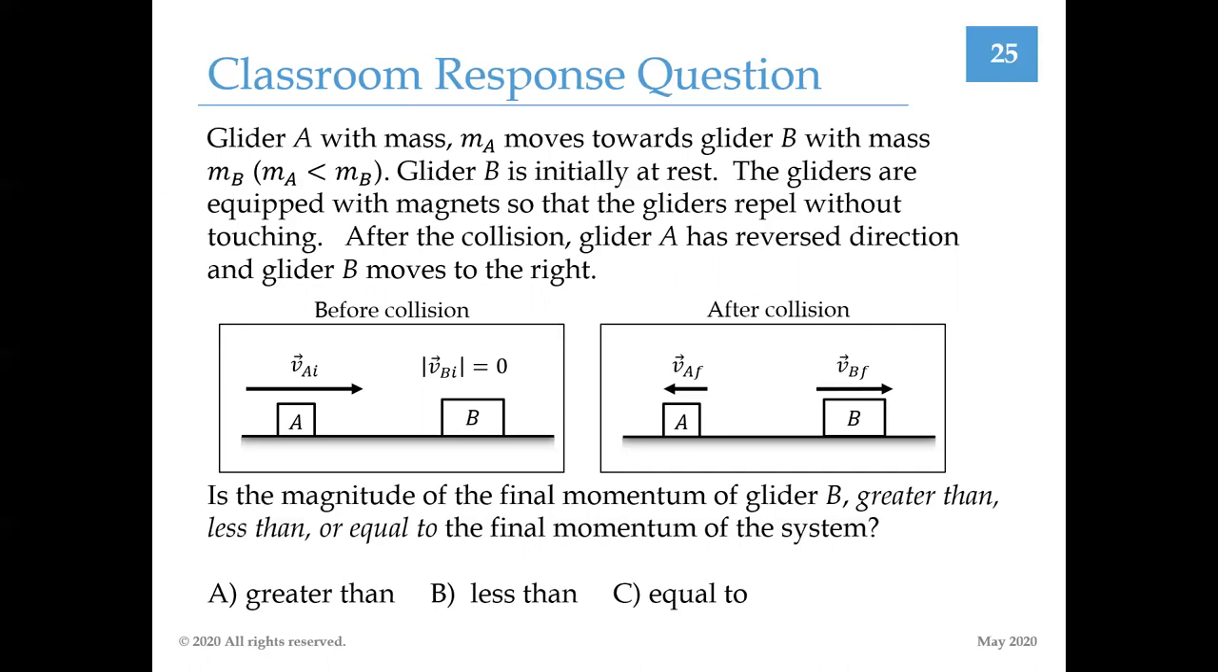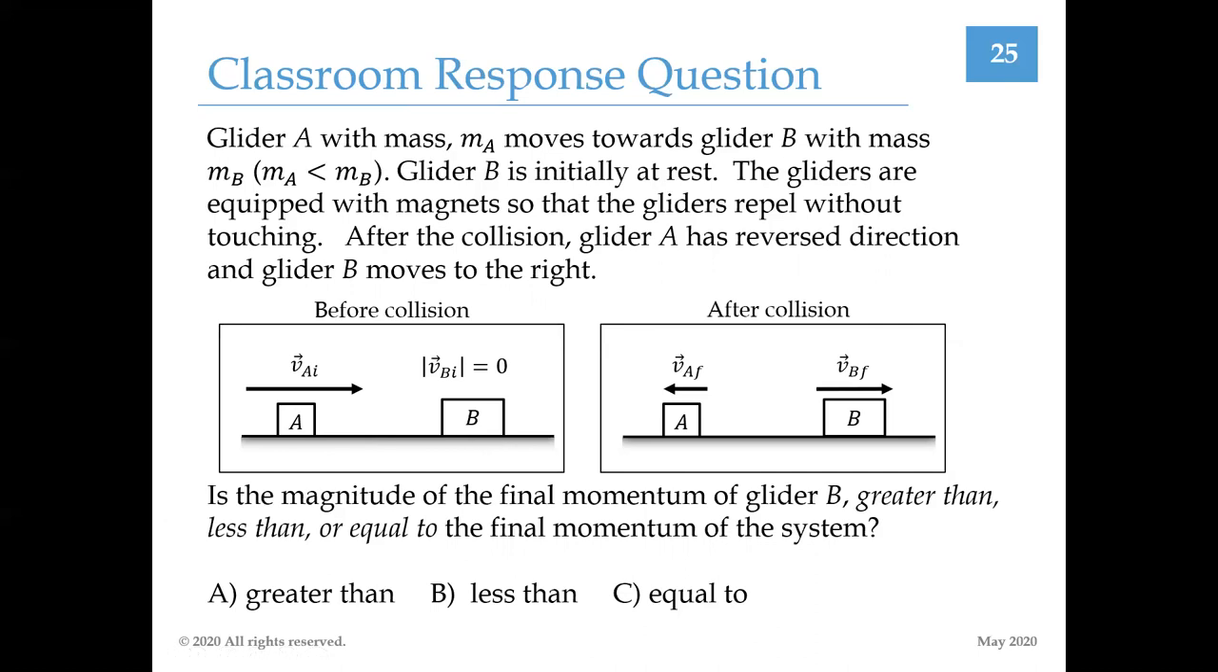Okay, so let's think about how we want to talk about this problem now that you've had a chance to answer it on Gradescope. We want to know how the final momentum of block B compares with the final momentum of the entire system. Initially, all we have in that before-collision diagram, you can see it here, is block A moving with some velocity towards block B, which is stationary.